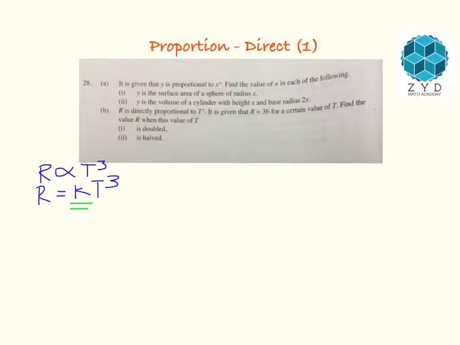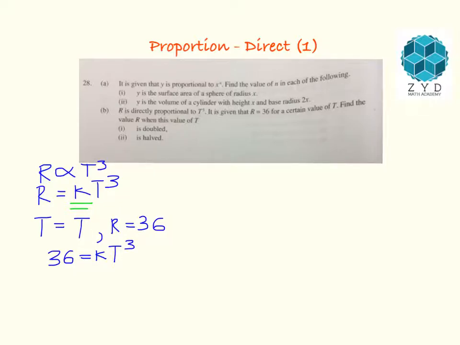Okay, so the next information given is r equals 36 for a certain value of t. So this time, I would like to write: t equals t, and then r equals 36. So these are the two values that we have right now. So let's put them back into this equation, r equals kt cube. We will get 36 equals kt cube.